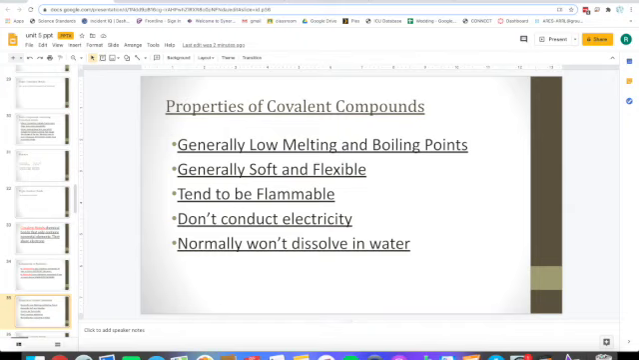So properties of covalent compounds that you need to know: they have generally low melting and boiling points. They are soft and flexible. They tend to be flammable, and they don't conduct electricity. They also don't typically dissolve in water.